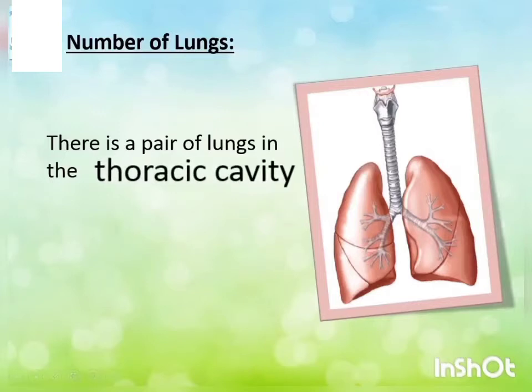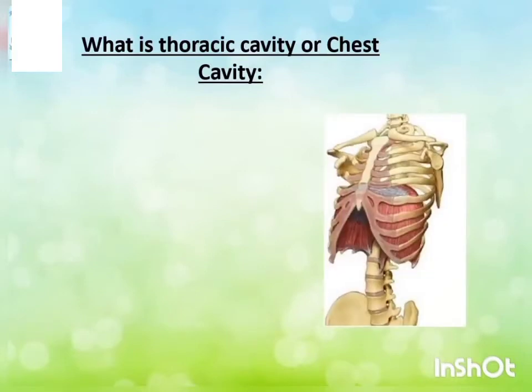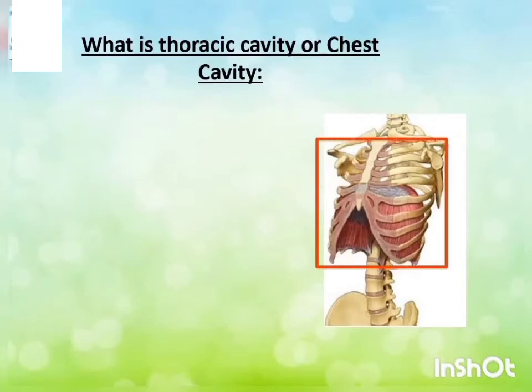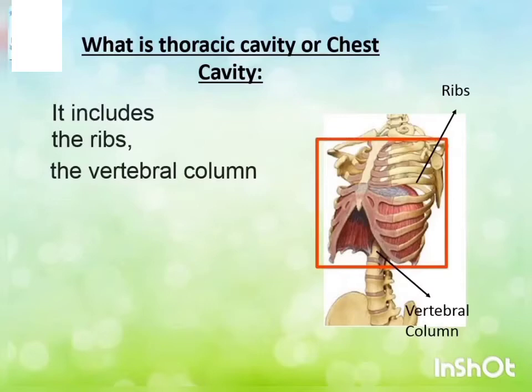Now the question is, what is thoracic cavity? Thoracic cavity is also called the chest cavity. Look at the diagram. This is the thoracic cavity or the chest cavity. It includes the ribs, the vertebral column, and the sternum.